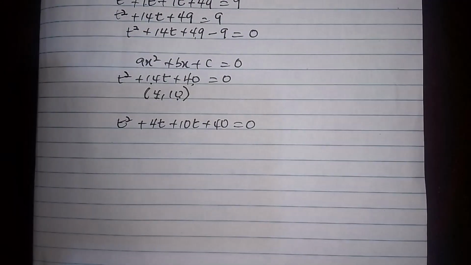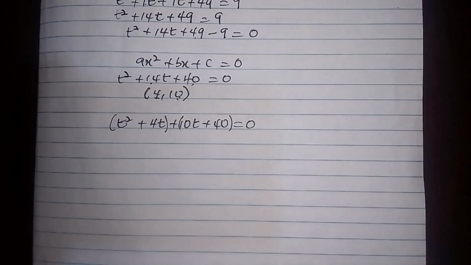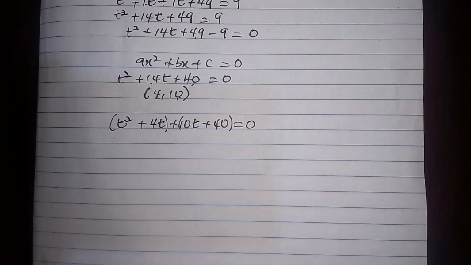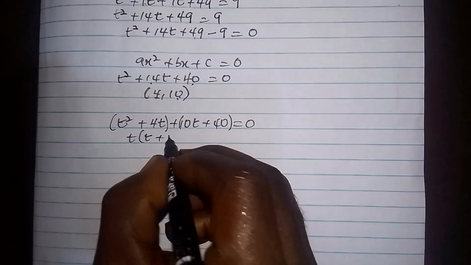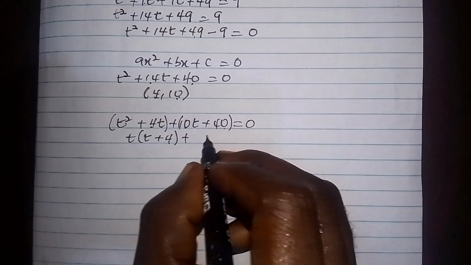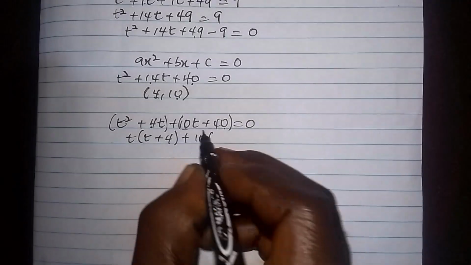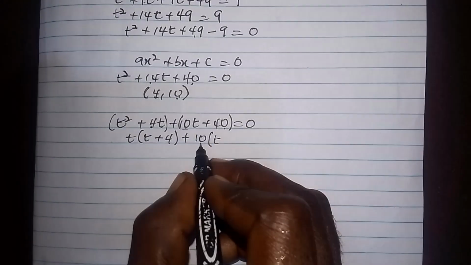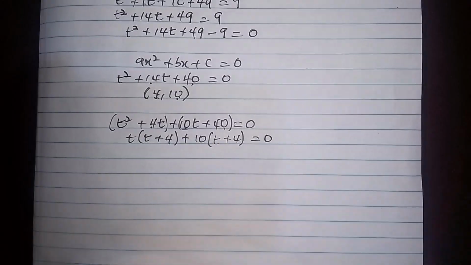From this, we group them. So I have one grouping here, I have another grouping here. For the first group, you take the common factor out. So the common factor in the first group is t. So t comes out. T squared, I have 1t left. Plus 4t, t is taken out, I have 4 left. Plus 10t plus 40, 10 can go into 10, 10 can go into 40. So the common factor here is 10. Now with 10 taken out of the bracket, what is left here is t, that is dividing 10t by 10. Then dividing 40 by 10, I have plus 4 over here equals 0.